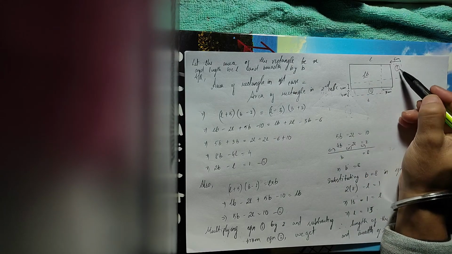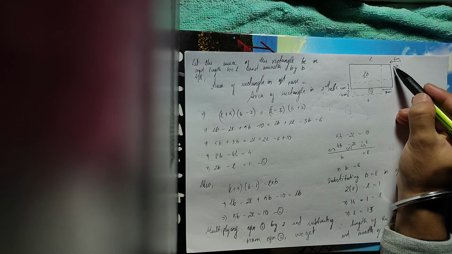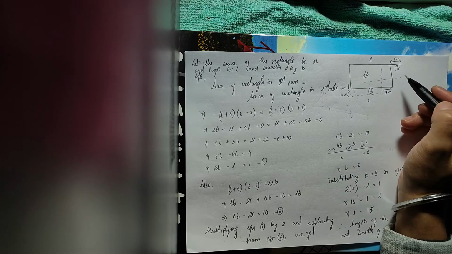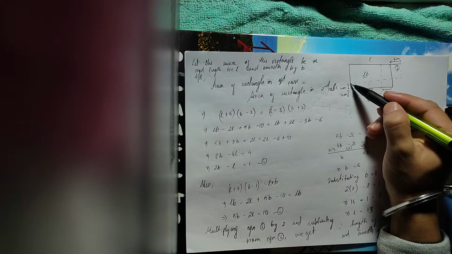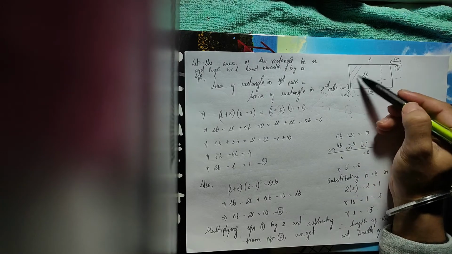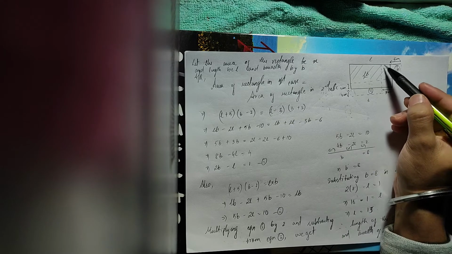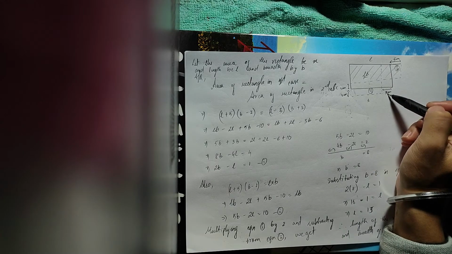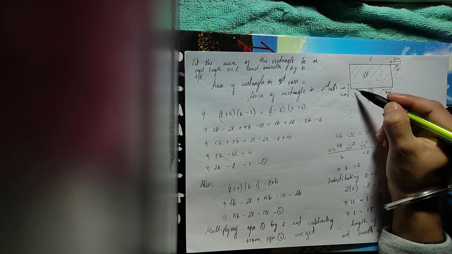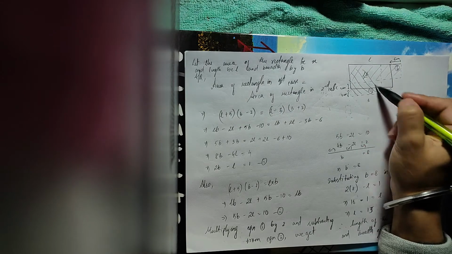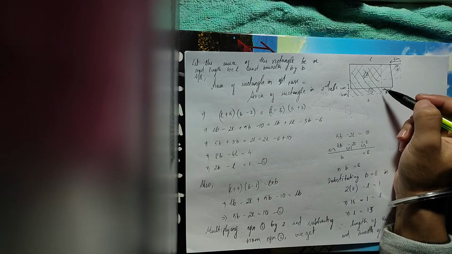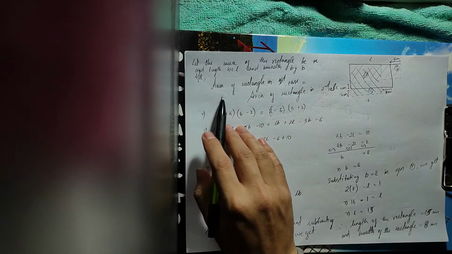Okay, now I've written here first case. So in the first case, the length is increased by 5 cm and breadth decreased by 2 cm. So this will be your area for the first case, whereas for the second case, the length is reduced by 3 cm, breadth increased by 2 cm. So this will be the area for the second case. Okay, so let's see one by one.